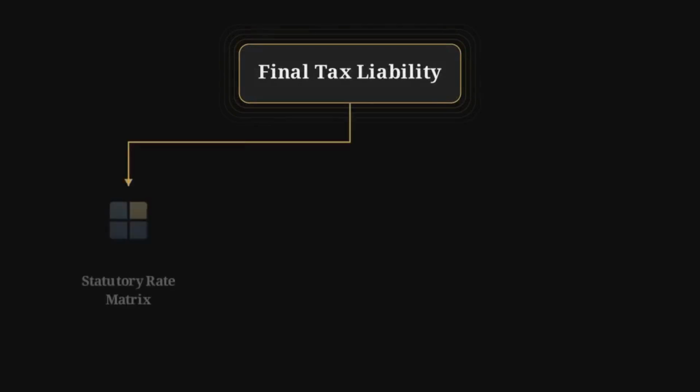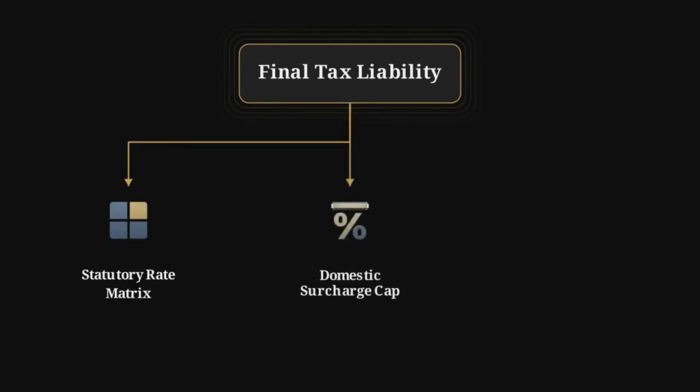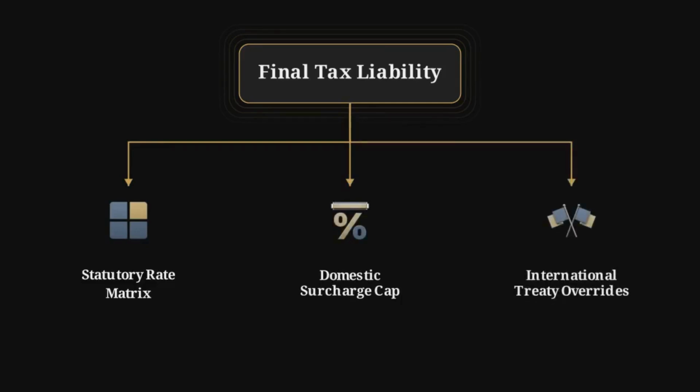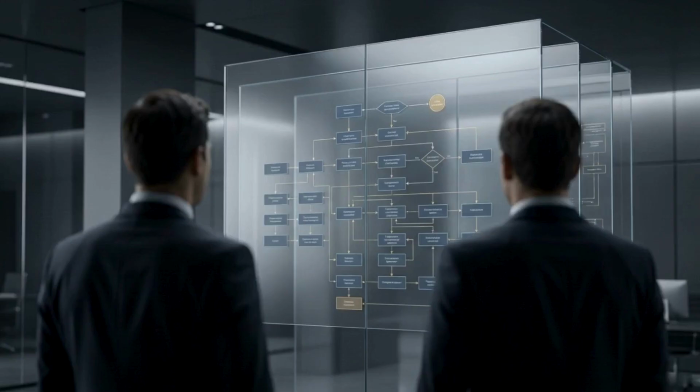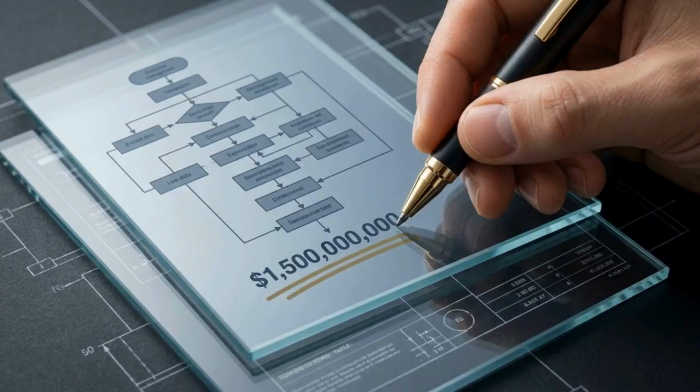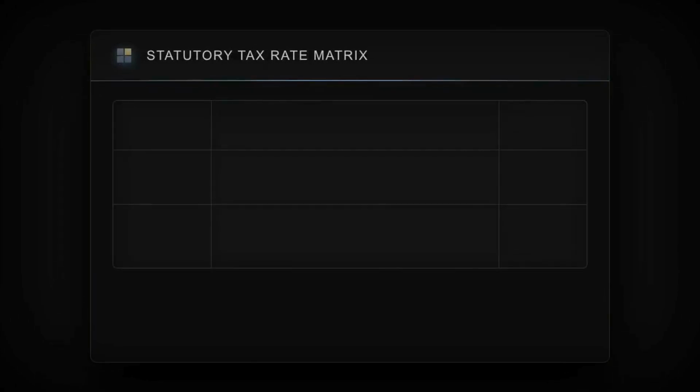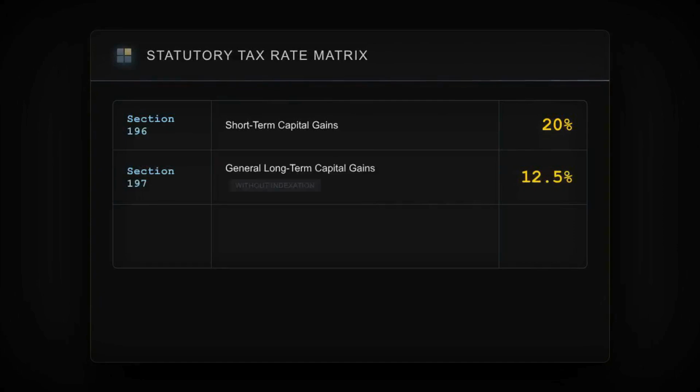They need to navigate the statutory rate matrix, enforce the specific domestic surcharge caps, and, if applicable, assess international treaty overrides. Selecting the correct rate route is the final step in the computation sequence. It's how the team converts a theoretical gain into a specific tax outcome for the client. We start by mapping the asset class and gain character to the correct provision in the ITA 2025 matrix.